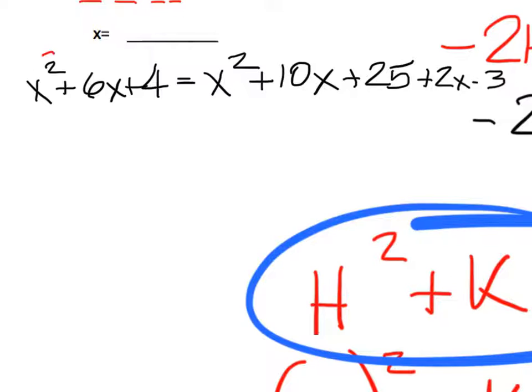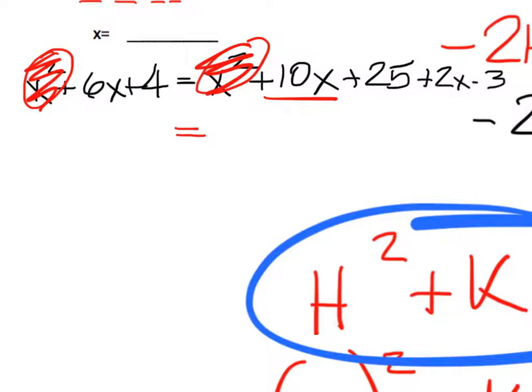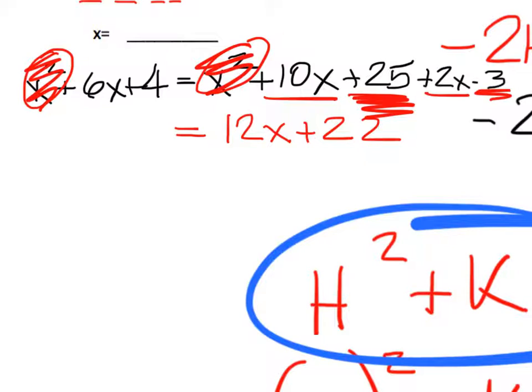On this side, you see you have a positive x squared. On this side, you see you have a positive x squared. They're gone. Just a rule of algebra. On this side, over here, you have a 10x and a 2x. That's a 12x. We have a plus 25 and a minus 3. That's a plus 22. And on this side, we have 6x plus 4.